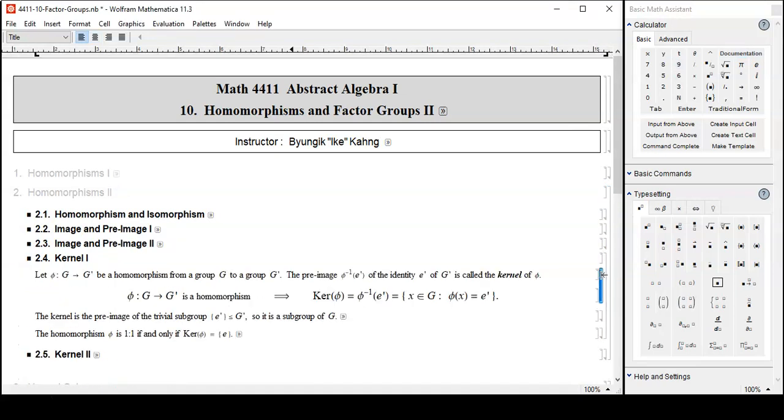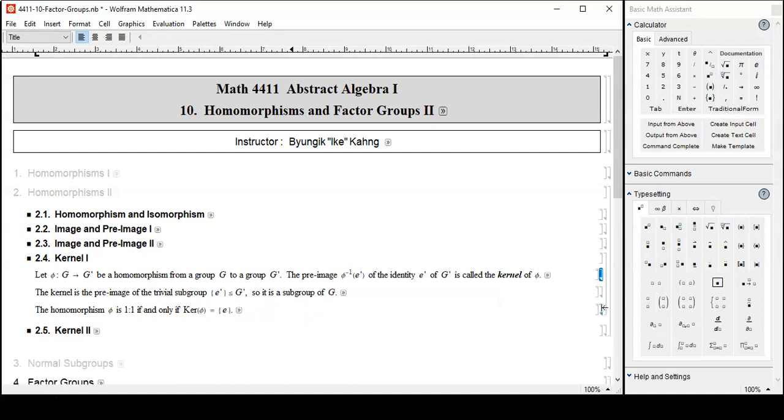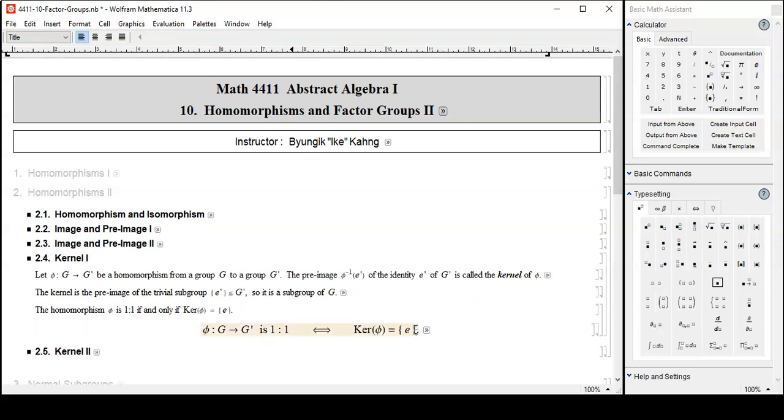The kernel of a homomorphism is defined like this: the preimage of the trivial subgroup. So it's a preimage of a subgroup. So this is subgroup 2. But it has some special property. Number 1, the homomorphism is one-to-one if and only if the kernel is trivial, just E alone and nothing else.